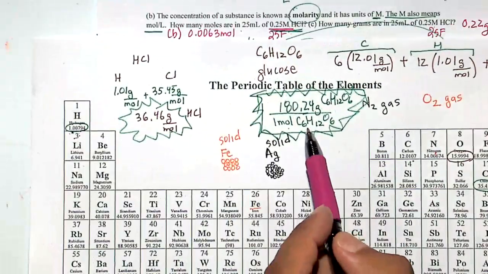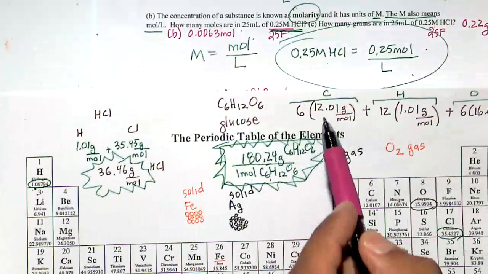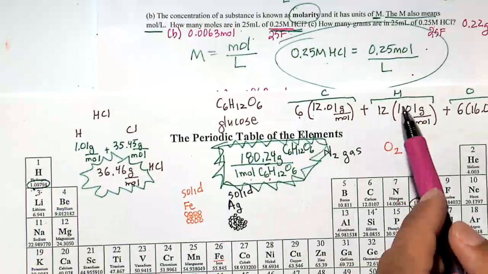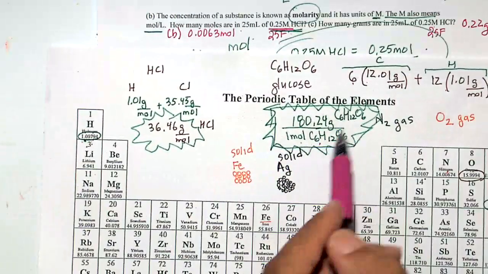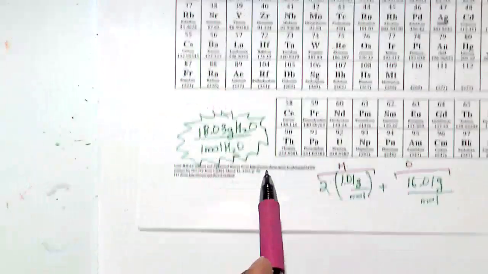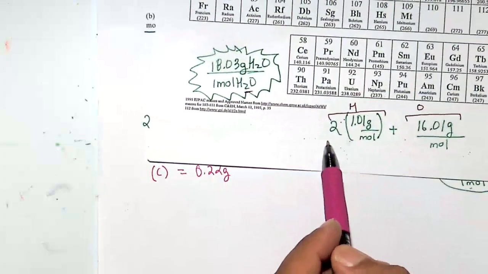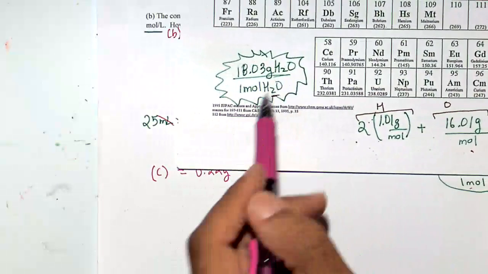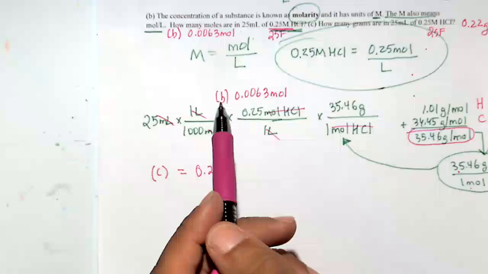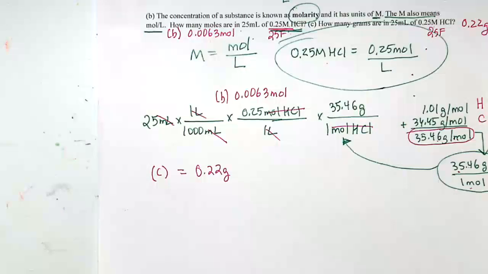So 1 mole of HCl contains how many grams? Add the H, add the Cl. 1 mole of glucose contains how many grams? Add the carbons times 6, add the hydrogens times 12, add the oxygens times 6. That's what you get. 1 mole of water, add the hydrogens times 2, add the oxygen. Add them up. This is what you get. So this is your molecular weight. 1 mole is that many grams.